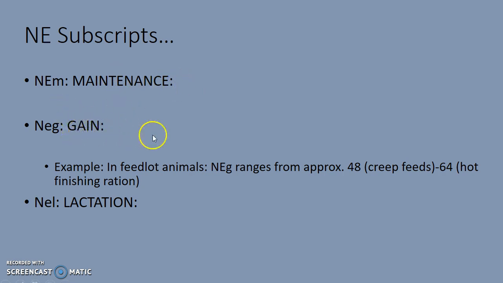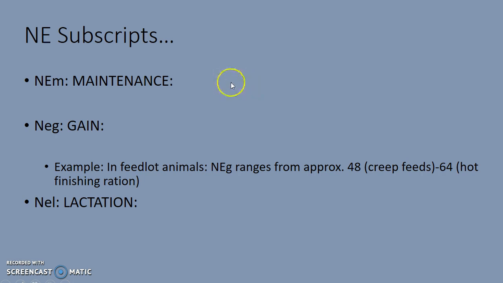Net energy for gain is going to be important for feedlot situations, or the swine industry. So that's the amount of energy needed above maintenance in that ration so that they can gain in the feedlot. And these typically will range anywhere from 48 to 64, and that's megacalories per hundredweight. So again, we're talking about megacalories, and I don't expect you to know much. If you take feeds and feeding next semester, we'll get a lot more detail into this information on this page.